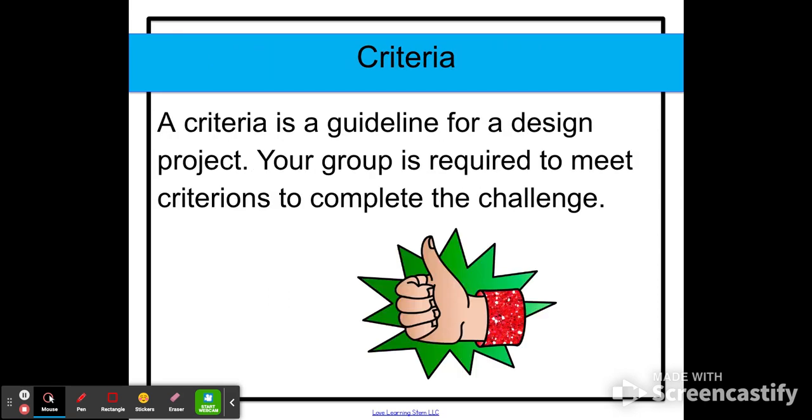Now, first off, you are going to have criteria for your project. And remember, a criteria or criterion is a guideline or guidelines for a design project. Your group is required to meet these criteria to complete the challenge.